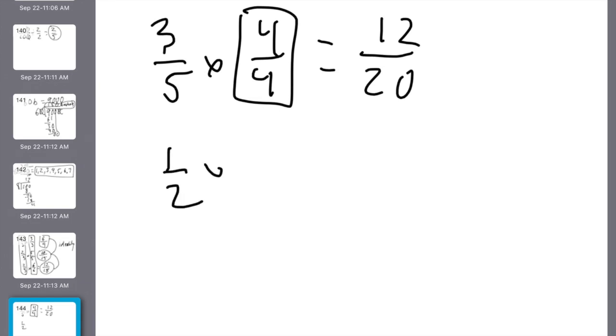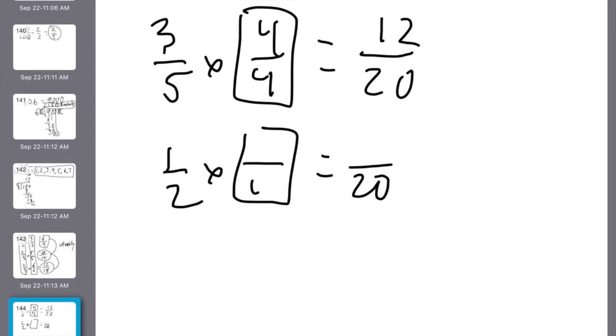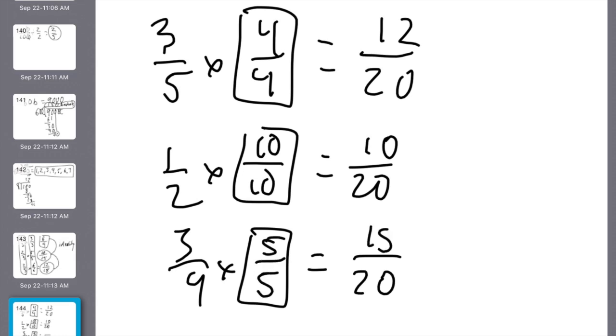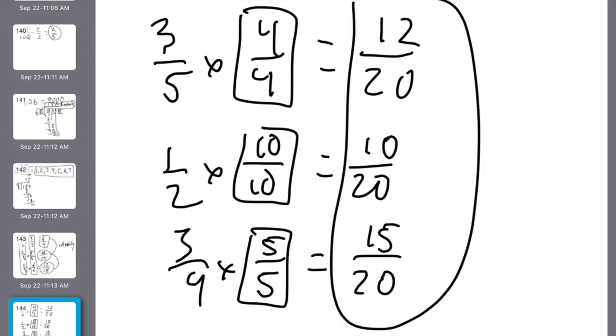Do it again. 1/2 times something that gives me 20. That would make the something 10. Bottom, top, multiply 10. 3/4 times, I don't know, equals something with a 20. That something on the bottom is 5, so you do it on the top and you get 15. So your 3 equivalent fractions are done over there on the side.